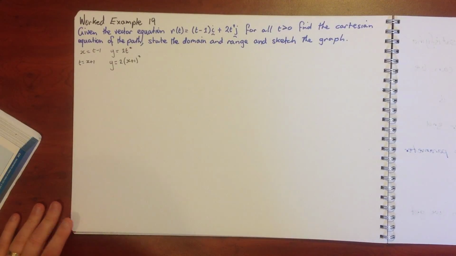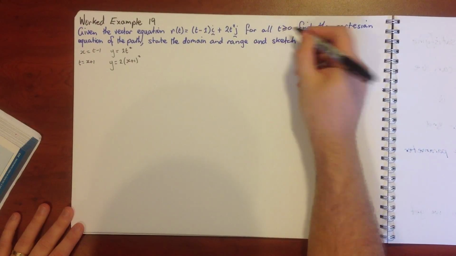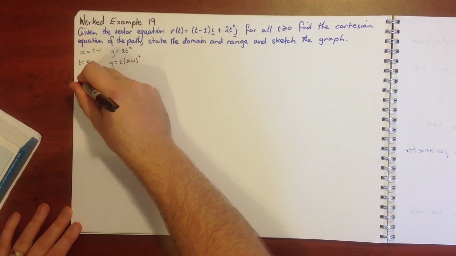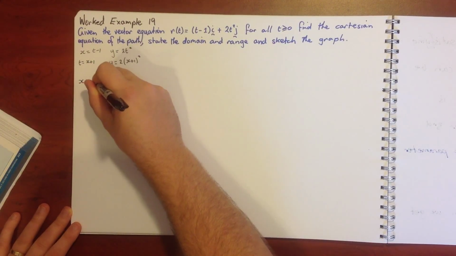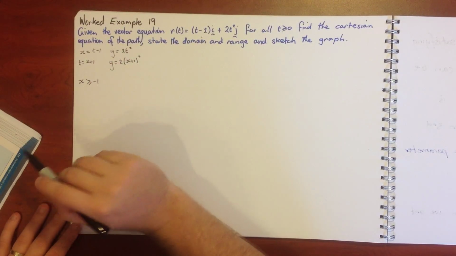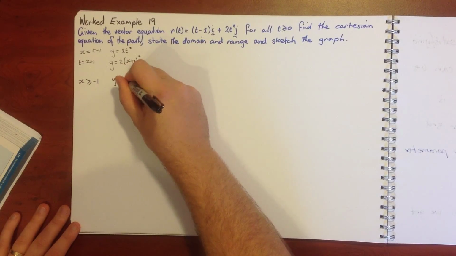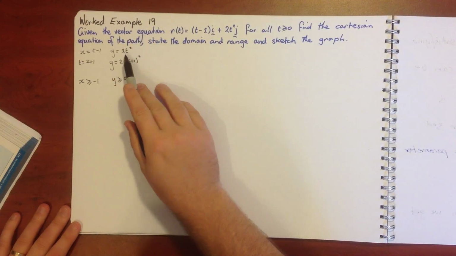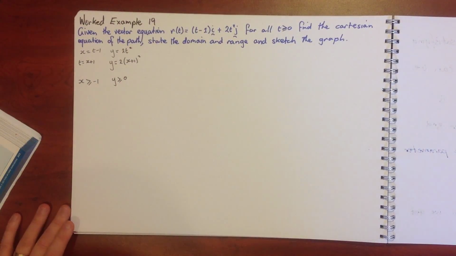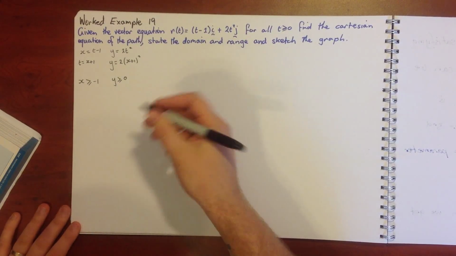Because t had to be greater than or equal to 0, it means that our x value is always going to need to be greater than or equal to minus 1, because we had t minus 1. Similarly, y has got to be greater than or equal to 0 as well. So we've got our domain and range, and we just need to sketch it now.